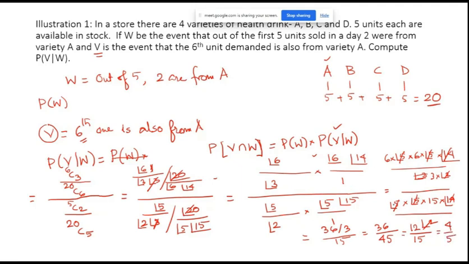So this is the chance that the 6th unit demanded will be from A, and it becomes very high. Since 2 are already demanded from A, and that information is available to you, the next unit demanded will also likely be from A. That probability becomes very high, an 80% chance, that the next unit demanded will be from category A or drink A. It means that drink A will get over very soon, so it is high time for you to get it back in your inventory, so that you have the support.